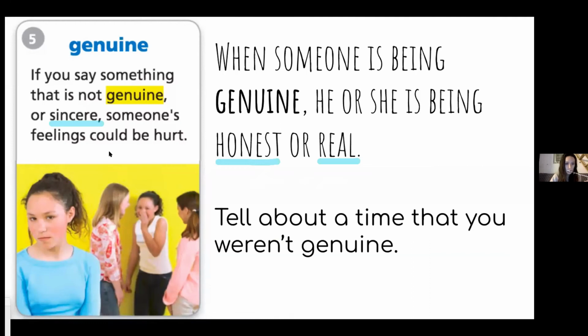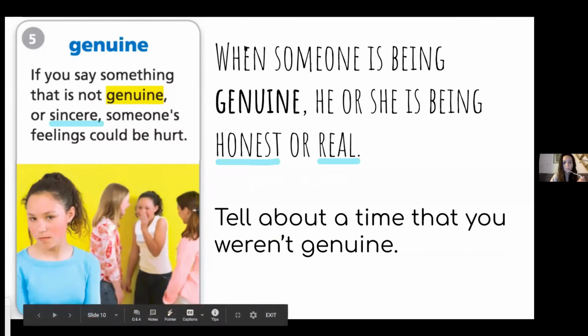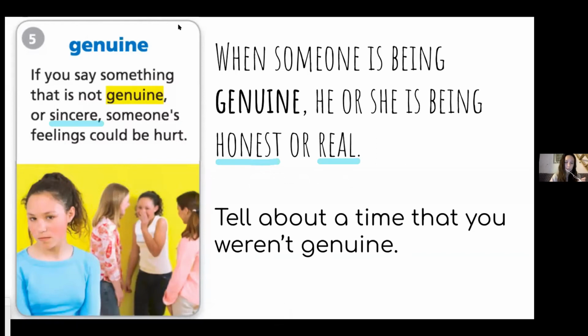Let's try Elsa. Okay, can you tell me about a time that you weren't genuine? The sentence is also on the screen. Tell about a time that you weren't genuine. Remember, genuine means honest or real. I can't remember.